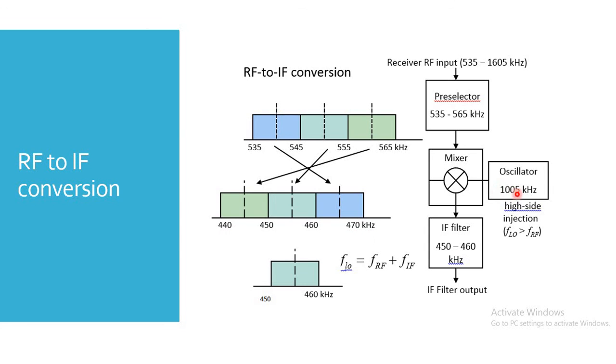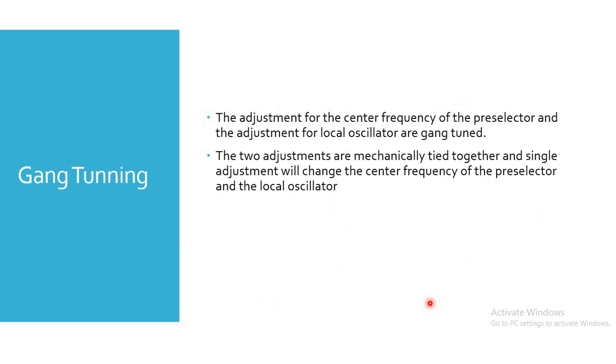Now the local oscillator frequency is always the addition of the input signal frequency and the IF frequency. Then this range of frequencies is passed through the IF filter, which is a band pass filter set to the value of 450 to 460 kilohertz. So in this way we are getting the IF output. The output of the IF section is always a fixed range of frequency. So whatever your input signal is, it gets down converted to the IF value.